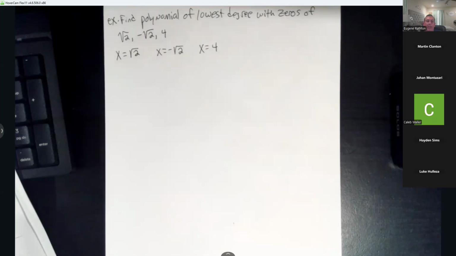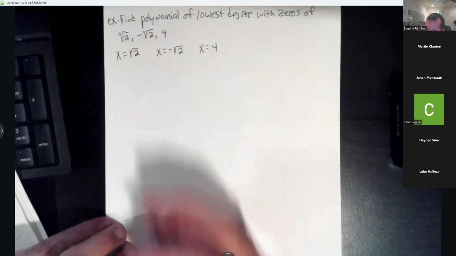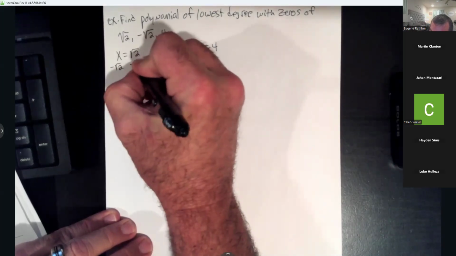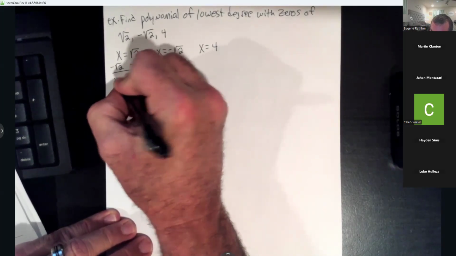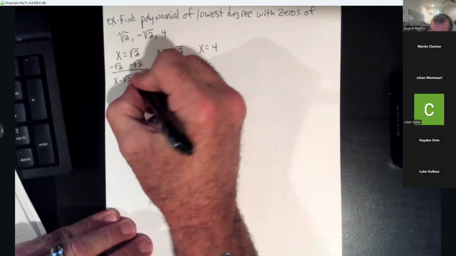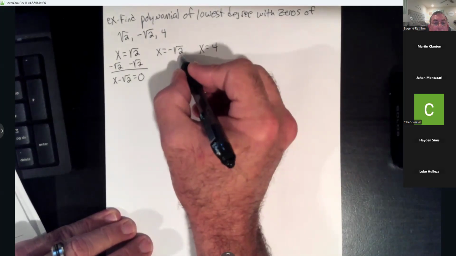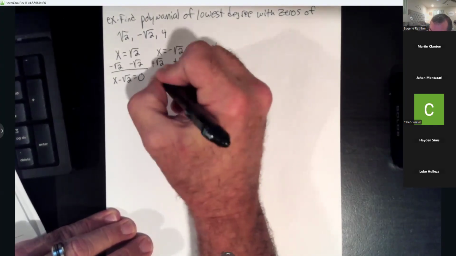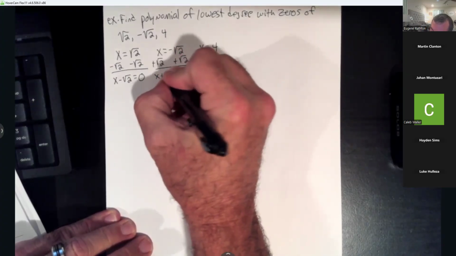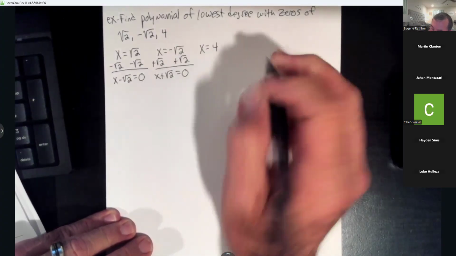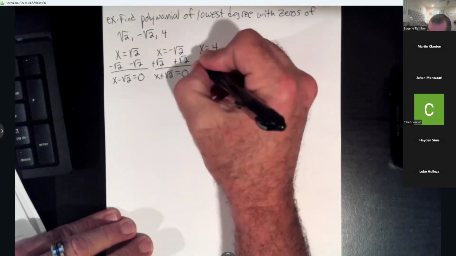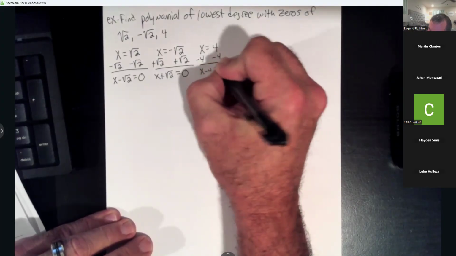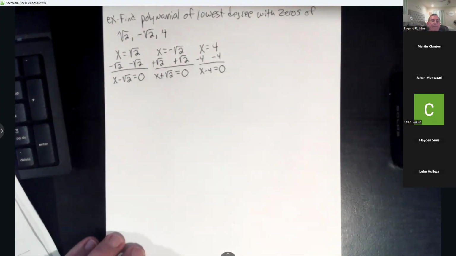Hey, but y'all, the steps are going to be the same. I'm going to get a 0 on the right side by adding and subtracting. So if it's positive, I'll subtract. So I get x minus square root of 2 equals 0. That one's negative, so I'll add a positive square root of 2 and get x plus the square root of 2 equals 0. And y'all, here that's positive, so I'll subtract and get x minus 4 equal to 0.